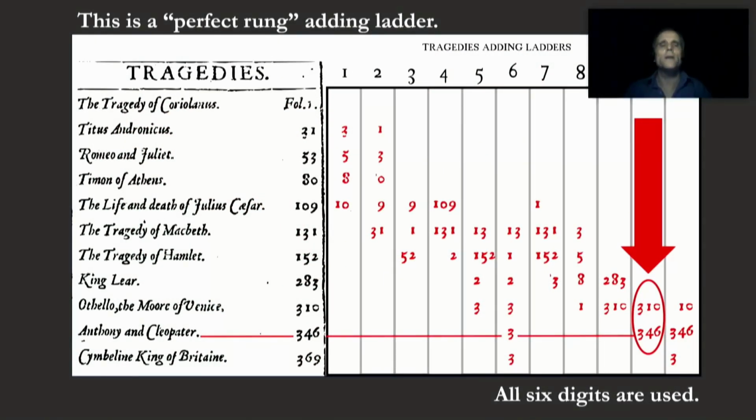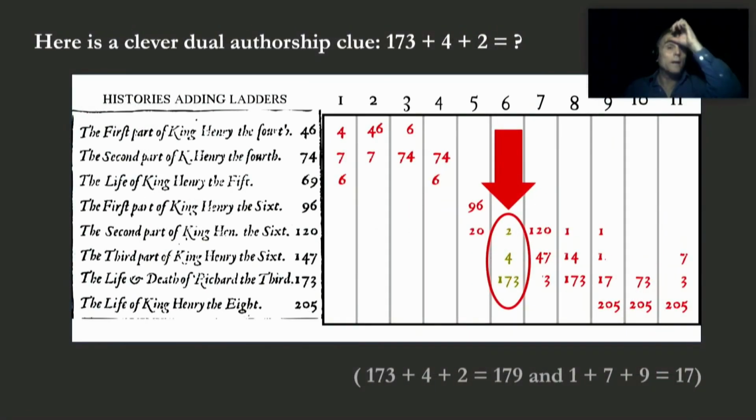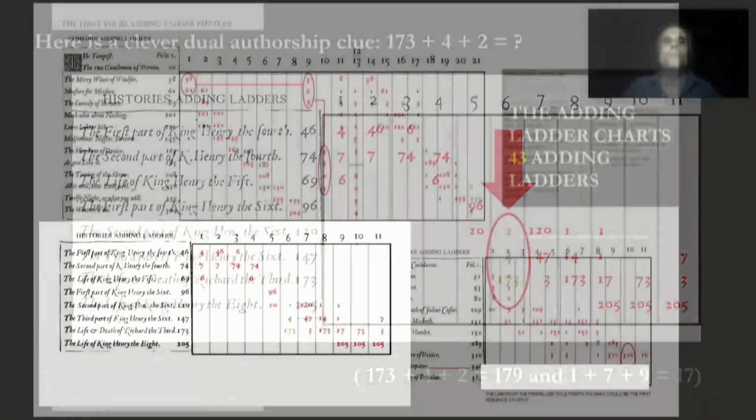This is the tragedy chart showing a perfect rung adding ladder in the page numbers for Othello and Antony and Cleopatra, because all 6 digits are used to get the target number. Here is a clever dual authorship clue in the history section. 173 plus 4 plus 2 equals 179, and 1 plus 7 plus 9 is 17. I discovered this gem just a few months ago.